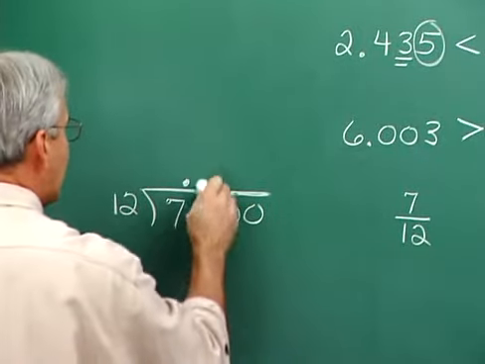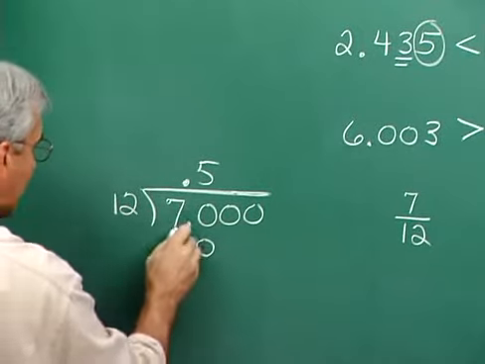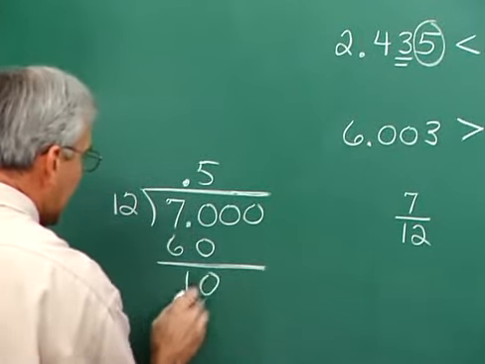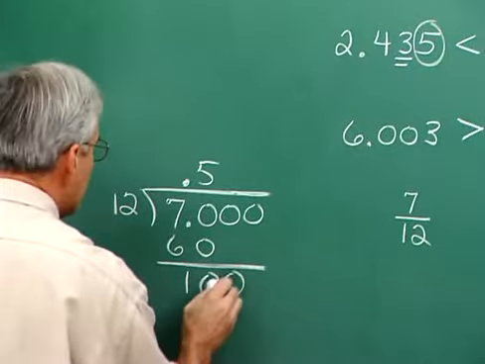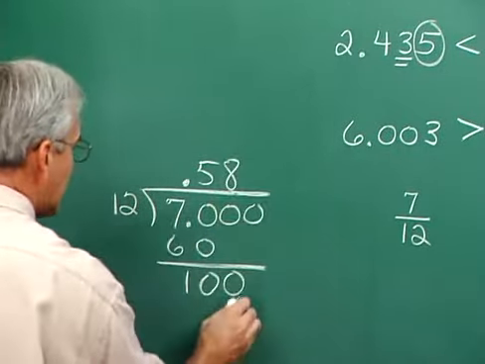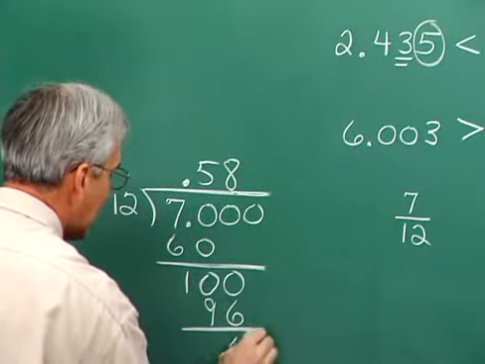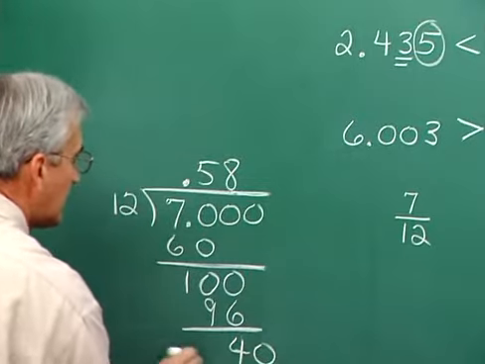I have 12 into 70. It goes 5 times. 5 times 2, 10. Carry 1. 5 times 1, 5, and 1, 6. Subtract, I get 10. Bring down the next digit. 12 into 100 goes, I think, 8 times. 8 times 2, 16. Carry 1. 8 times 1, 8, and 1, 9. Subtract, I get 4. Bring down the next digit.